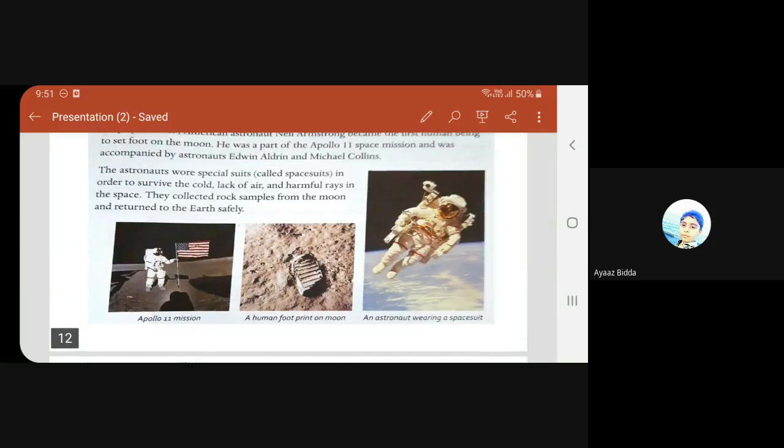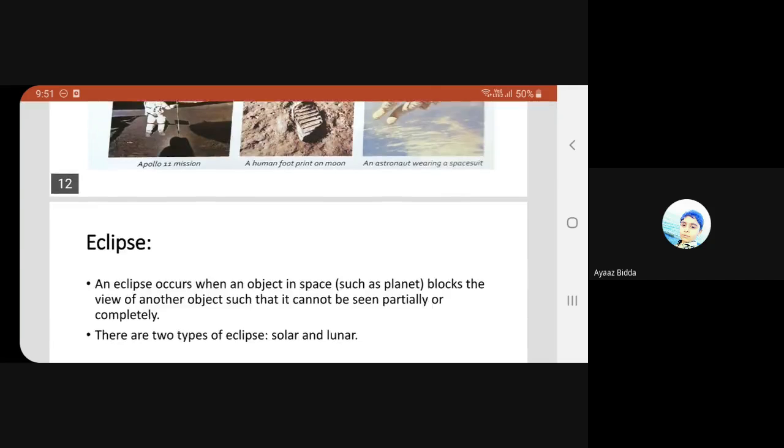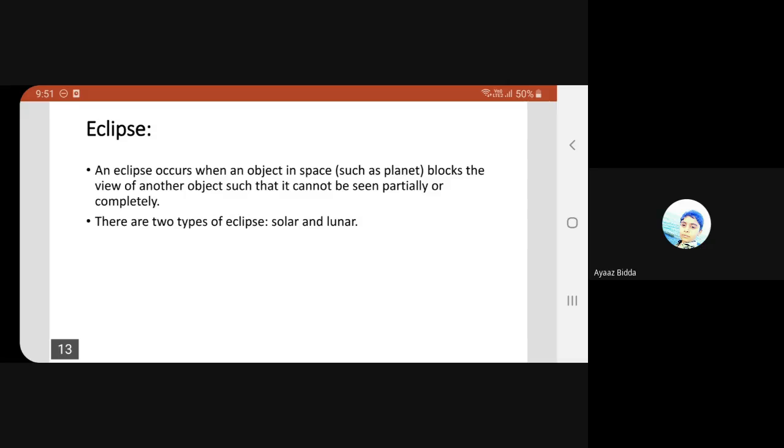So this is the fact about the moon, about who were the people who landed the very first time on the moon. Now, do you know anything about the eclipse? Have you ever heard this word eclipse? Yes, ma'am. I have heard this word, but I don't know the meaning of that.